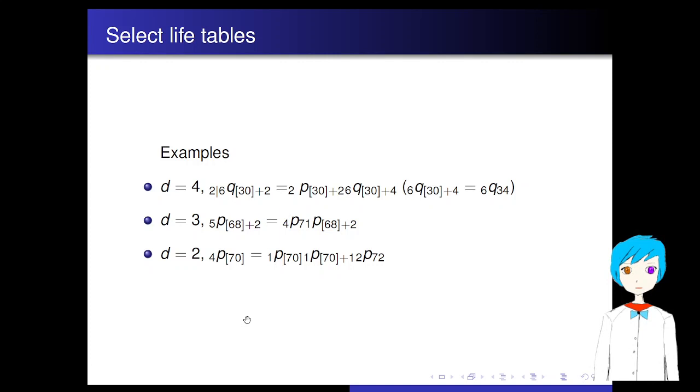The second example is to calculate 5p_[68]+2 when the selection happens at 68 years old. The selection period is 3, and then we decompose it into the product of 2p.